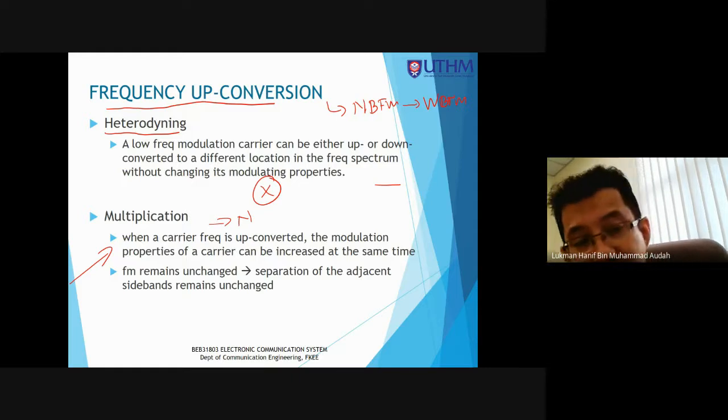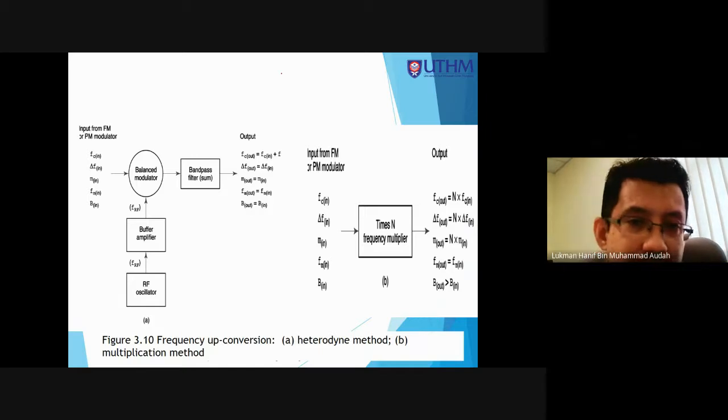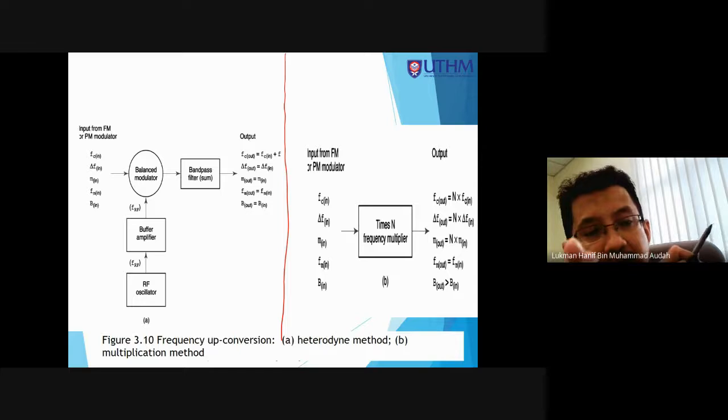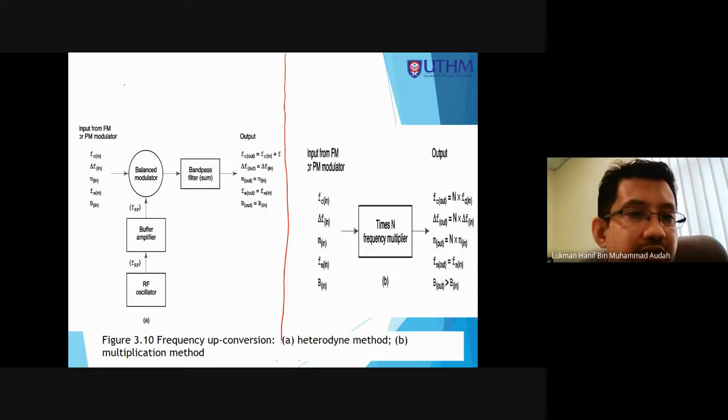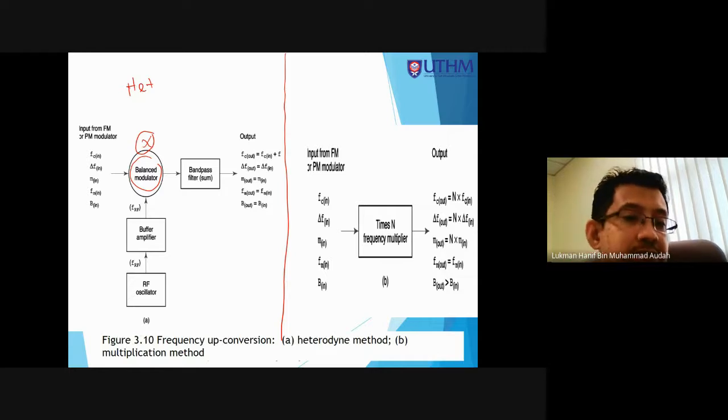So, apa perbezaan antara dua proses ini? Ini ada ditunjukkan di sini. Okay. And if you see that the picture on the left is heterodyning. Okay, ini heterodyning. So heterodyning, you see that here balance modulator. Remember, balance modulator will do the process of multiplication mathematically. Okay, kita akan buat proses darab. Maksud saya darab di sini adalah cos, sin and sin of cos and cos.